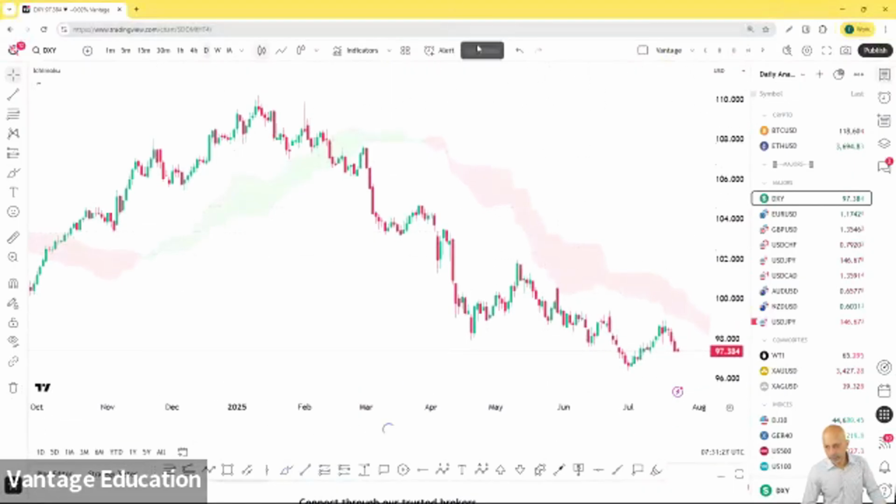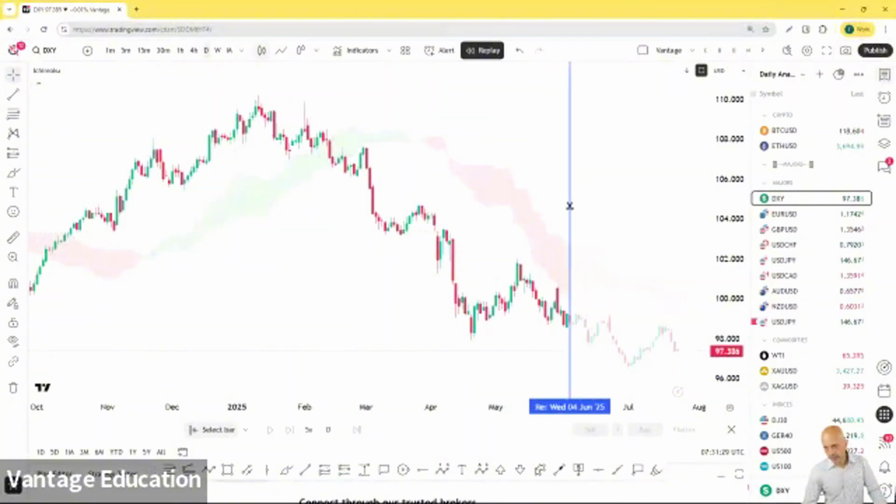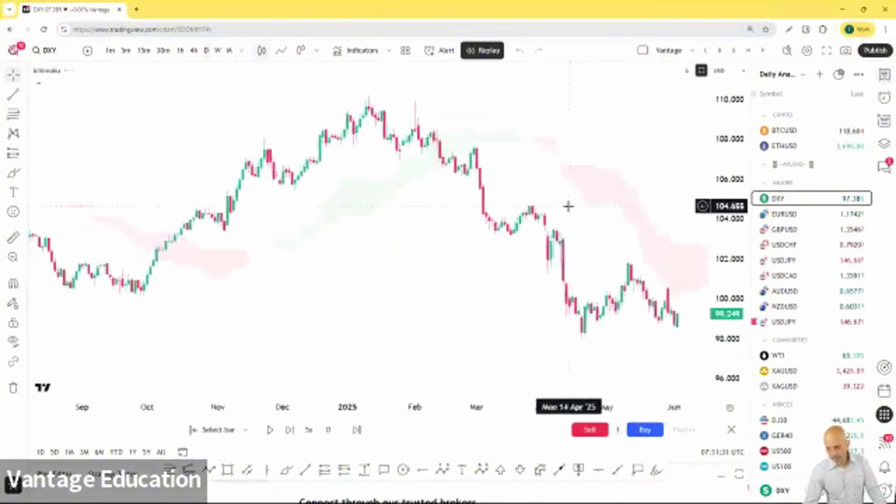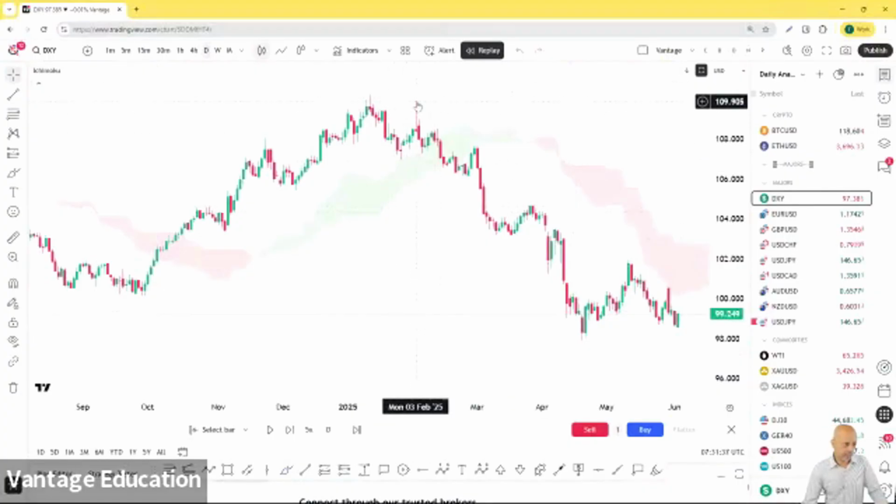Let's rewind the clock a little bit for the dollar index, going back to early June. Now, beginning from end of January, early Feb, we can see a clear series of lower highs, lower lows, right? And that enables us to identify several things, right?